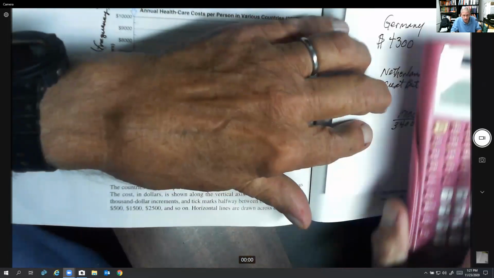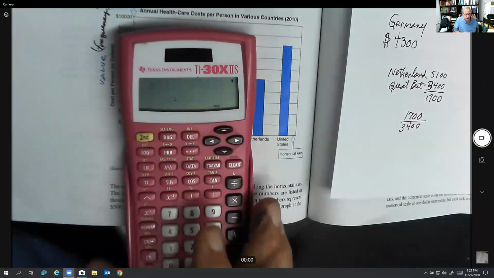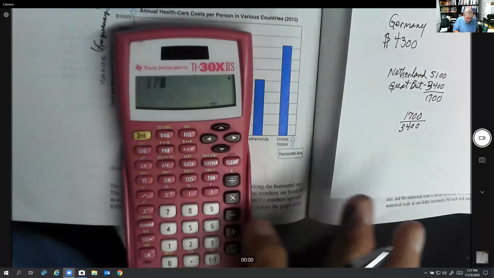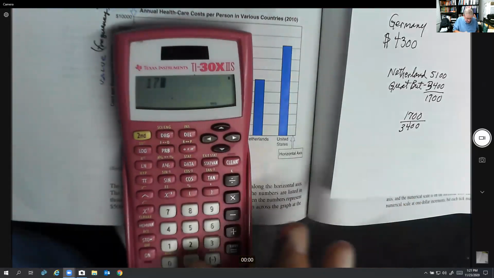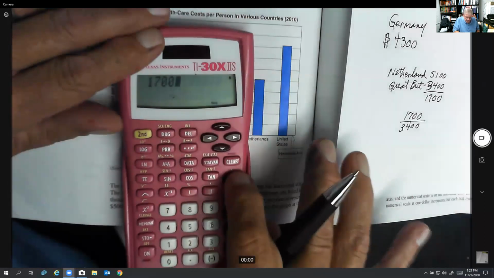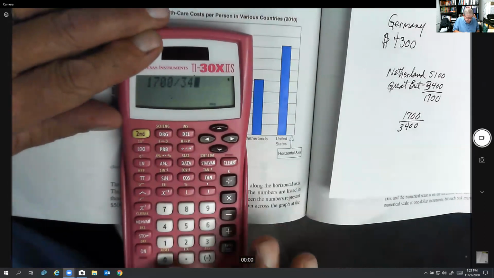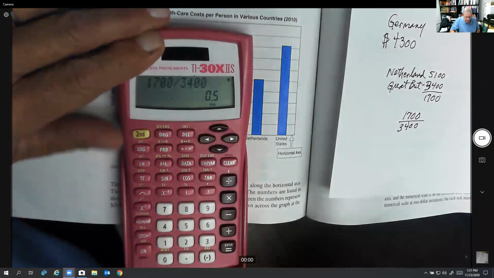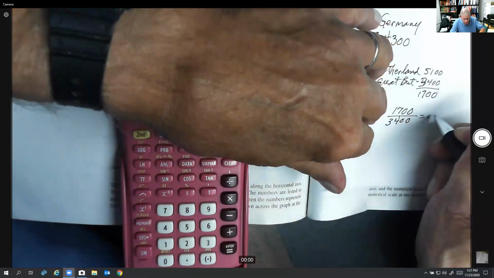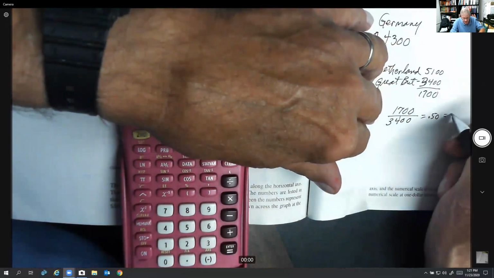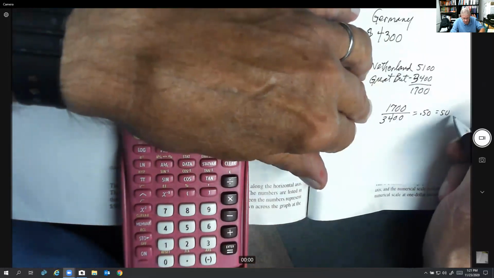Gonna whip out the old calculator. Just put it over here. 1,700 divided by 3,400. It was about 50%, 0.50, and we want to change that to a percent, 50%.